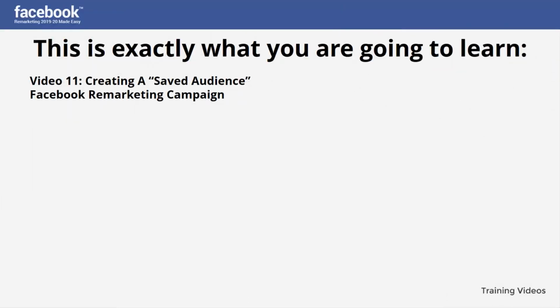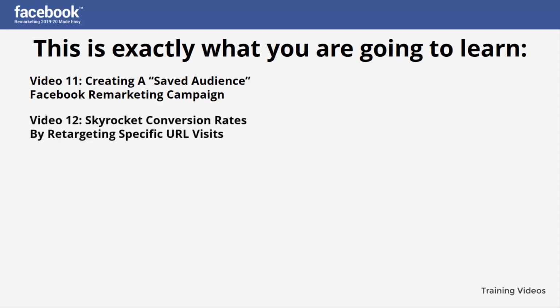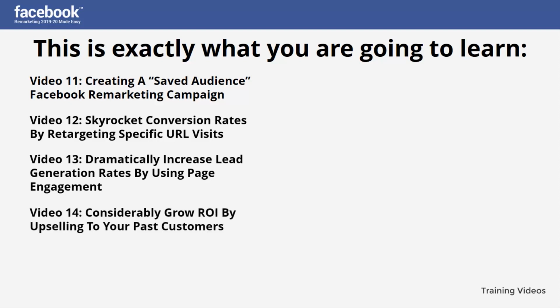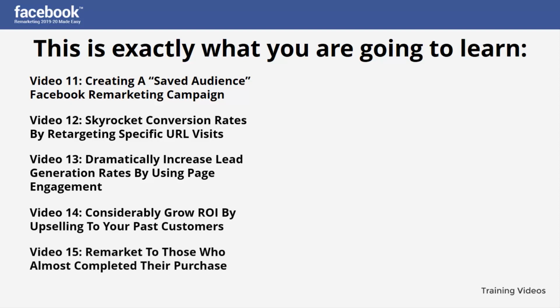Video number 11. Creating a saved audience Facebook remarketing campaign. Video number 12. Skyrocket conversion rates by retargeting specific URL visits. Video number 13. Dramatically increase lead generation rates by using page engagement. Video number 14. Considerably grow ROI by upselling to your past customers. Video number 15. Remarket to those who almost completed their purchase.